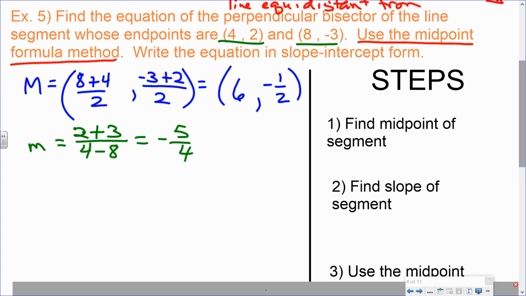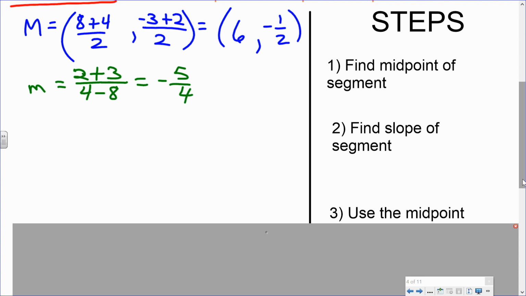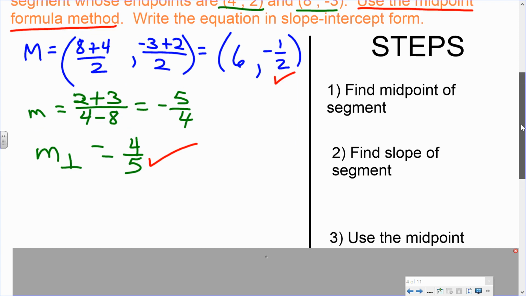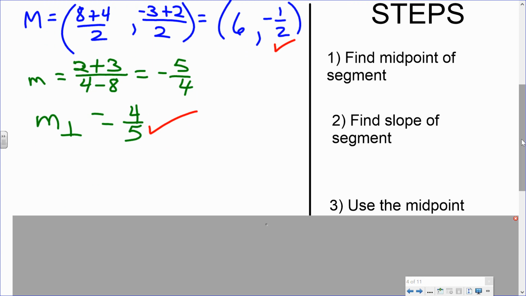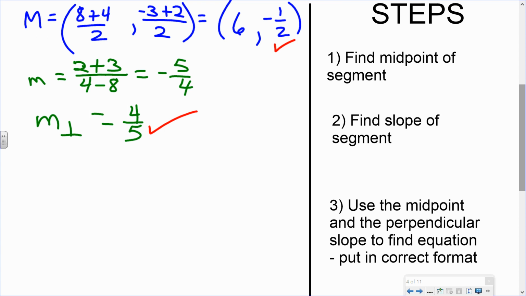To get the slope of the red one, the perpendicular one, what do I need to do? Or what will the perpendicular slope be? Elizabeth? Yep, so tell me what it's going to be. Turn it upside down, change it from negative to positive. So now I want the equation of the red line. The red line has this slope, 4/5, and the red line goes through this point. So I've got to use the midpoint, not the 4, 2 or the 8, negative 3. I'm done with those original points now. So now we need to use the midpoint and the perpendicular slope to find our equation, and we need to put it in the correct form.